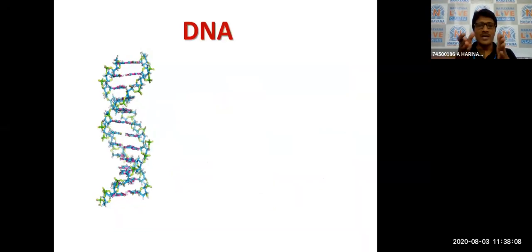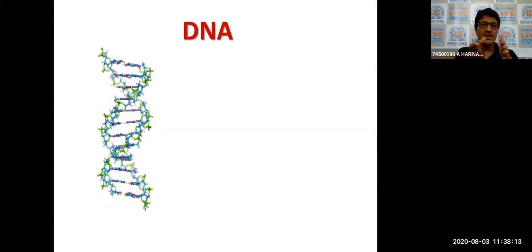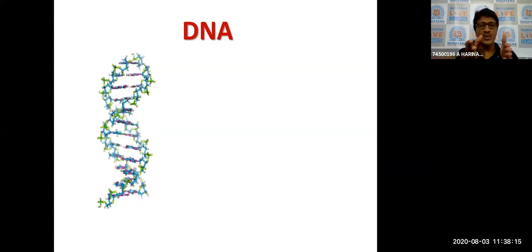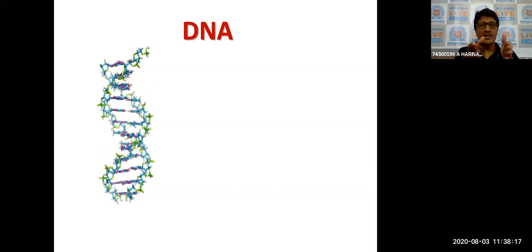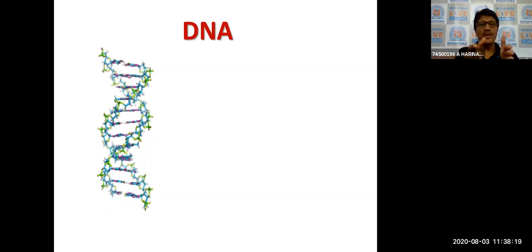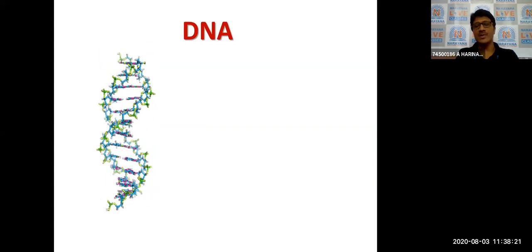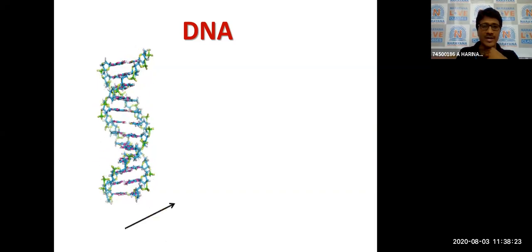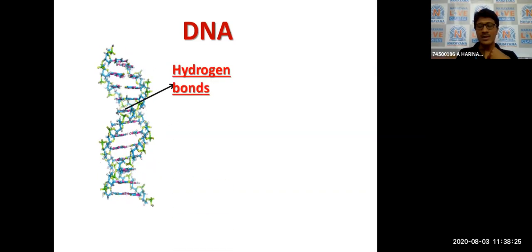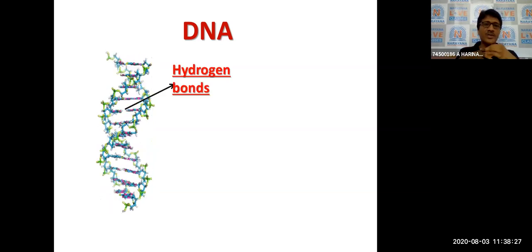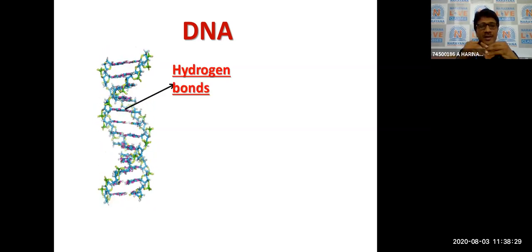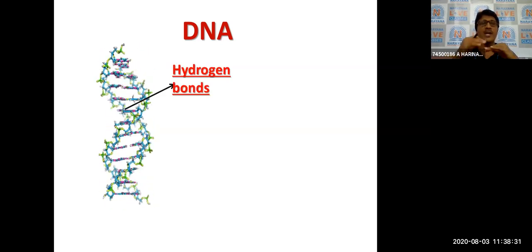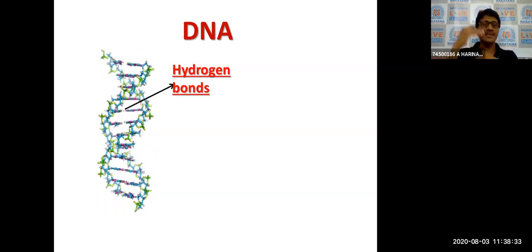Next, an equal distance is present between the two polynucleotide chains. This equal distance is due to the presence of hydrogen bonds. Hydrogen bonds are also responsible for the stability of DNA, and the bases appear like stacks.